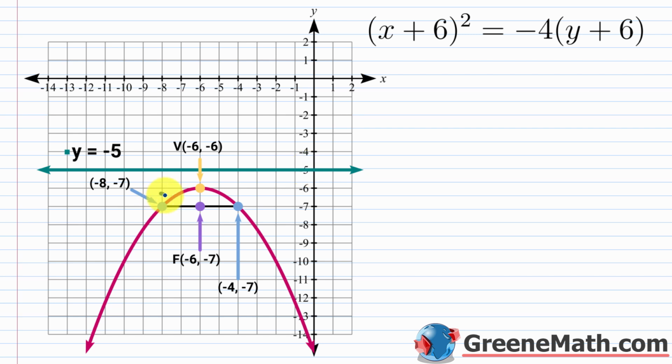Now, in terms of this endpoint right here and this endpoint right here for the latus rectum, you start at your focus and you're going to go to the left by the absolute value of 2p. Remember, the absolute value of 2p was 2. So we're going to the left by 2 units. So that puts me at -8 comma -7. And then starting at the focus, I'm going to go to the right by the absolute value of 2p, which is 2 in this case. So that's going to put me at -4 comma -7.